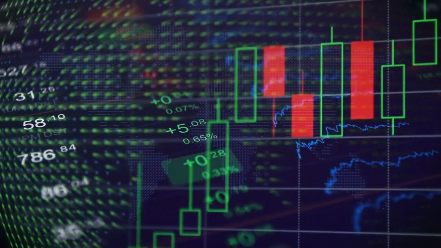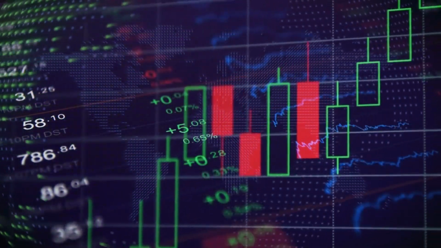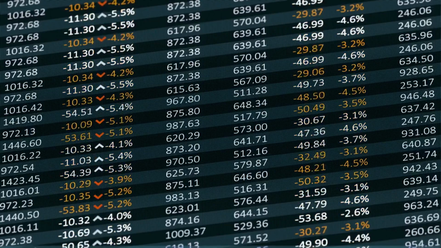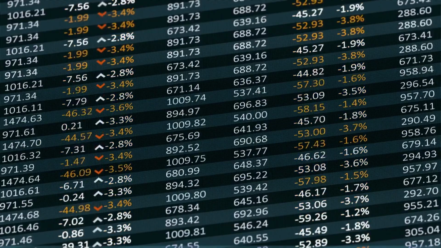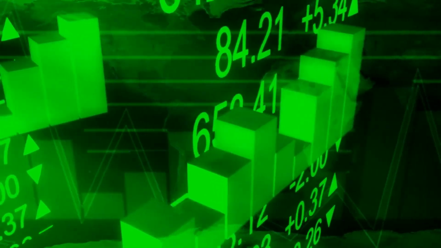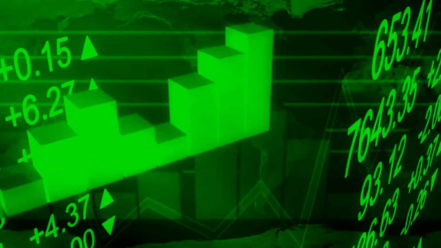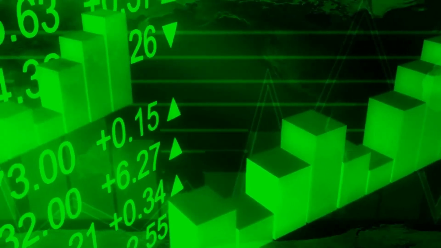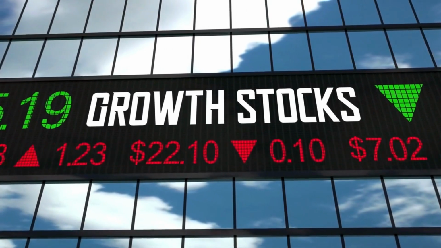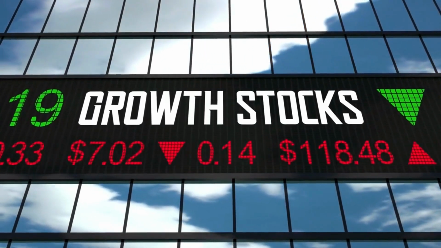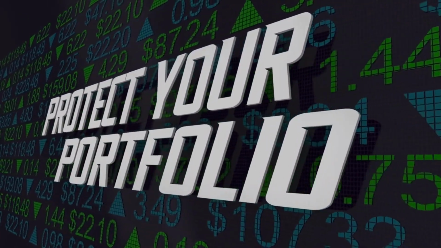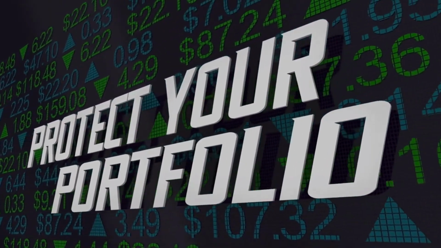G. Growth stocks, the trailblazers of the market. G stands for growth stocks. These are shares of companies that are expected to grow at an above-average rate compared to their peers or the overall market. Growth companies are often at the forefront of innovation and expansion, reinvesting their earnings to fuel further development. Investing in growth stocks can be rewarding, but it also comes with increased volatility and a higher level of risk. As an investor, striking a balance between growth stocks and more stable assets in your portfolio is crucial to manage risk effectively.